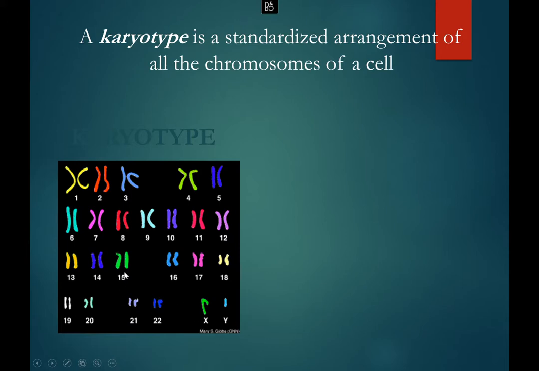If you have an instance where you have an extra chromosome or you are missing a chromosome, you could also have an extra X or an extra Y. Those are all indicators of disorders, and that's something that a doctor or a genetic counselor would look at on a karyotype to assess.